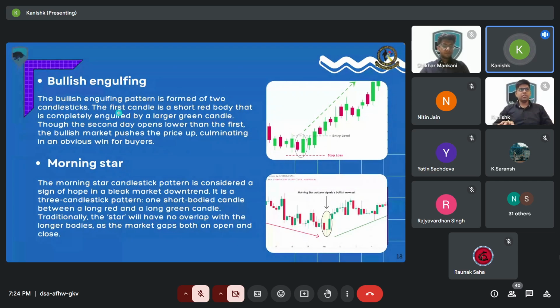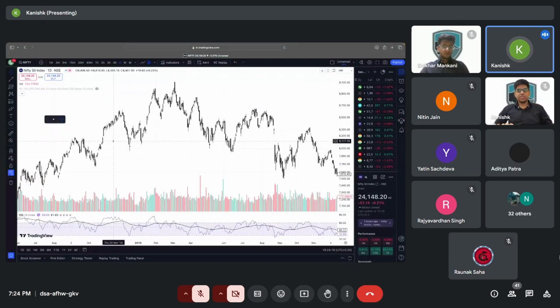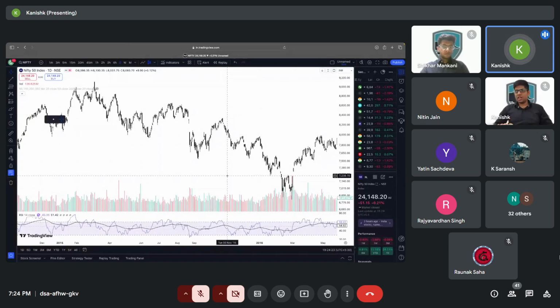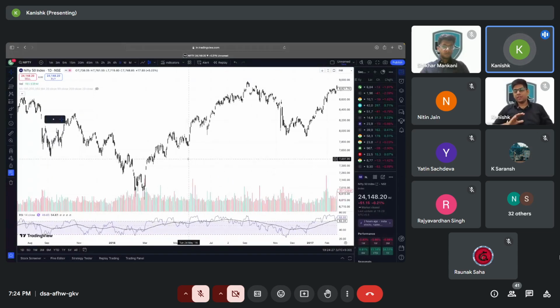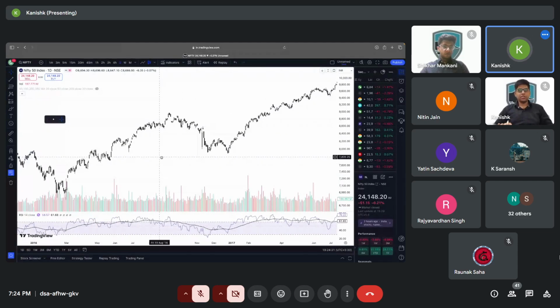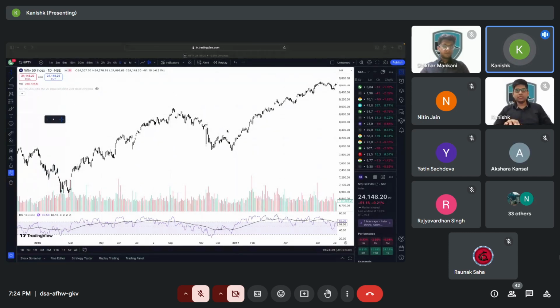So let's see an example of bullish engulfing on the real chart. Just give me a second. We are focusing on the Nifty 50 chart, but it almost works everywhere. I didn't have the time to find examples here, so I'm using the Nifty chart. But still, it works in almost all the charts. Technical analysis is a universal thing, so you can try it on all other stocks as well.